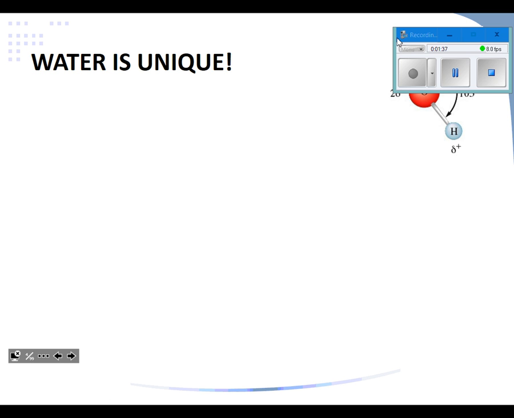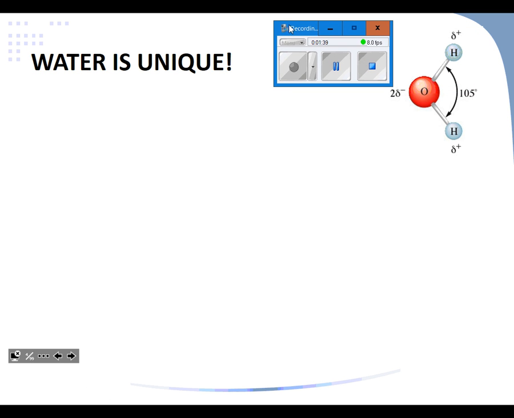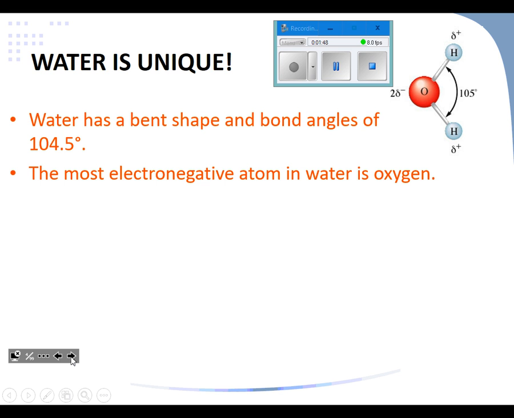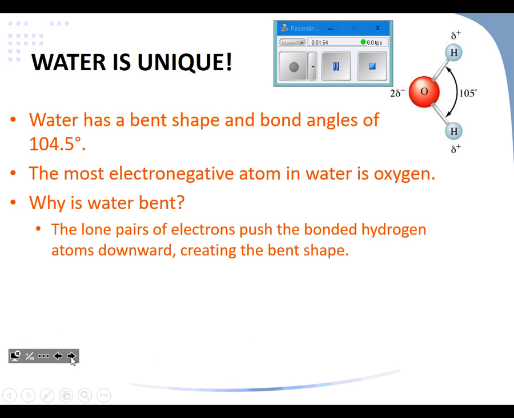Now, water is unique in the fact that it is a bent molecule, okay? That is its shape because of its angles and how the oxygen and hydrogen react. The most electronegative atom in water is the oxygen. It pulls the electrons closest to it. So it's bent because it has a lone pair of electrons that push the bonded hydrogen atoms downwards, and that creates that bent shape.